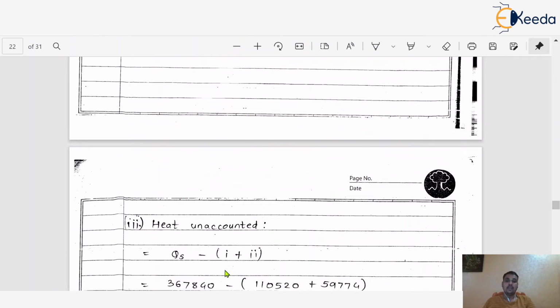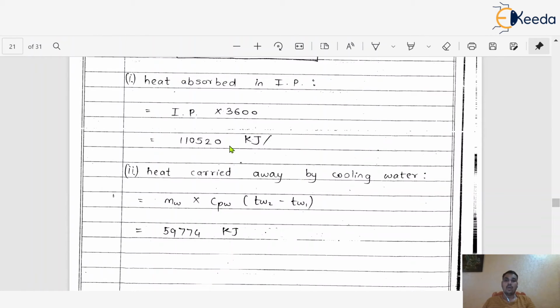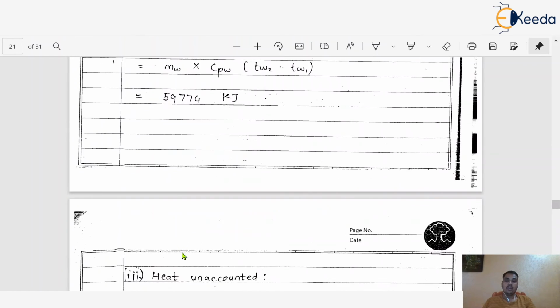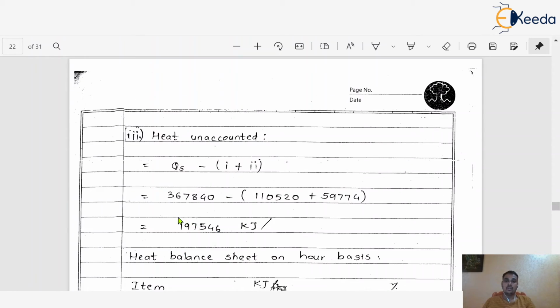That time this formula would be 1 plus 2 plus 3, but here there is no third term. That's why the heat supplied minus the summation of the heat absorbed in indicated power plus the heat carried away by cooling water. So we come to know this will come 197546 kilojoule. So all terms are on our basis.